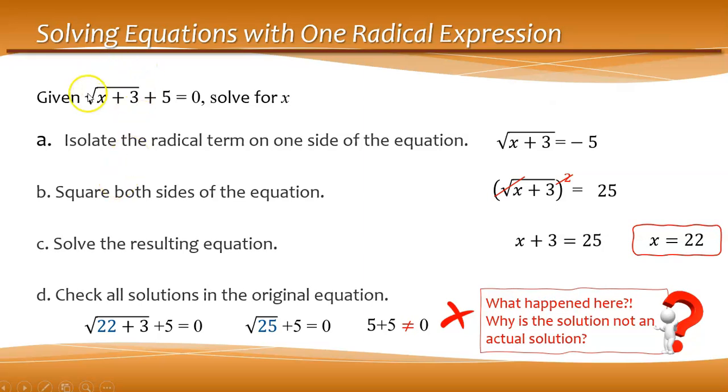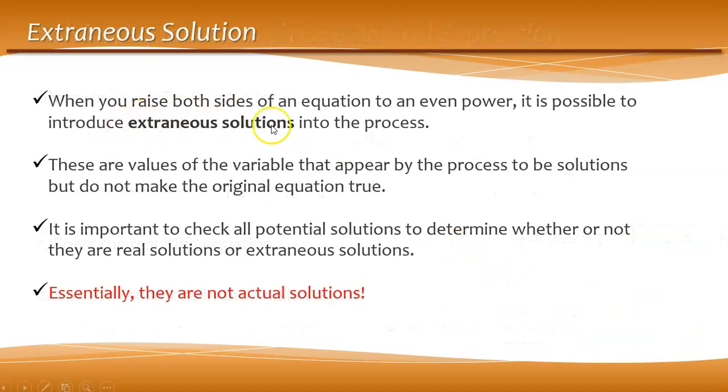Look at this last one. If you solve this equation, the first step is to isolate the radical term. So positive 5 becomes negative 5, then square both sides, and my solution would be x equal 22. But you have to check all the solutions. If you plug 22 here, you're going to have the square root of 22 plus 3, which is the square root of 25. That would be 5. And 5 plus 5 is equal to 0? No. So something happened here. This is what we're going to call an extraneous solution.